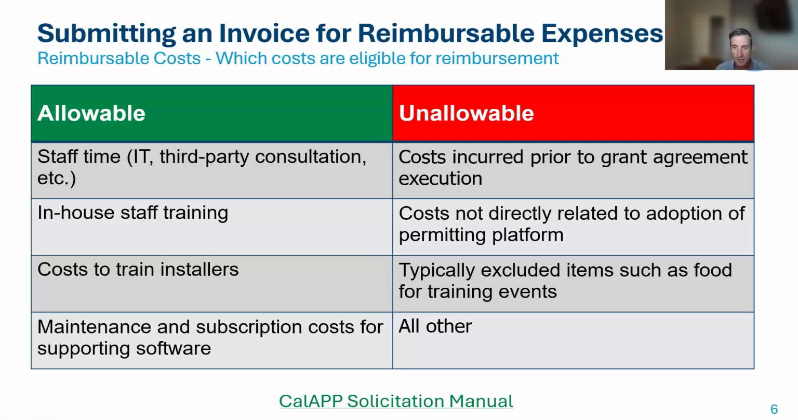The key point for unallowable expenses is that we cannot reimburse any activities that occurred before the grant was officially executed. Only activities performed after the execution date are eligible for payment. If your jurisdiction already uses a platform like CalAAP Plus or Symbian, some costs may still be reimbursable. For example, we can fund maintenance such as adding support for energy storage related permitting.